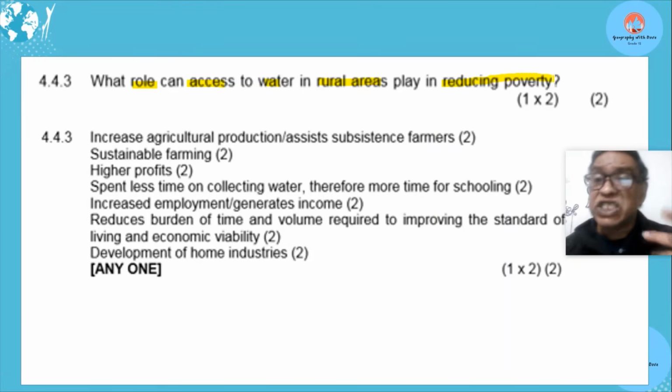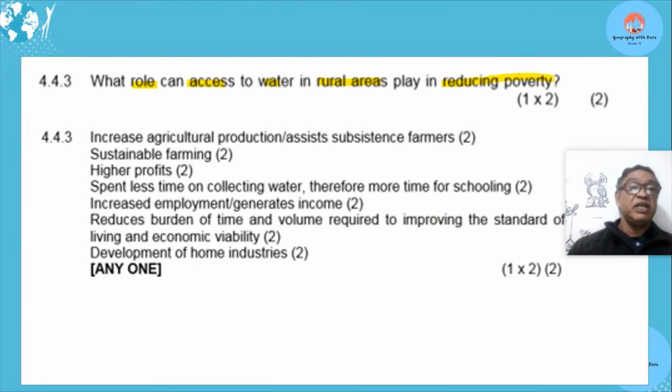What role can the access of water in rural areas play in reducing poverty? You can see the action word, reducing. All right, now it says here increase agricultural production or assist subsistence farmers. Okay, because there'll be more water available for their farming, especially with subsistence farmers. They don't have water sources nearby. You understand? Not always the case. They do have sometimes, but it's not one of the main things. So they can get their water over.